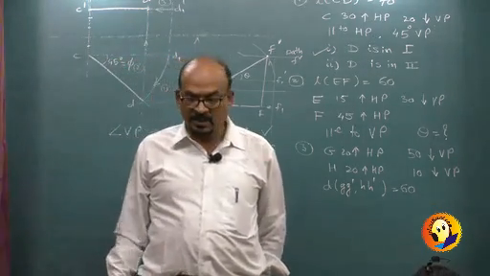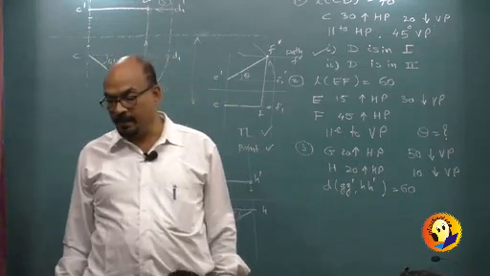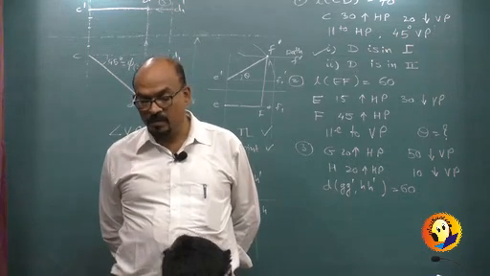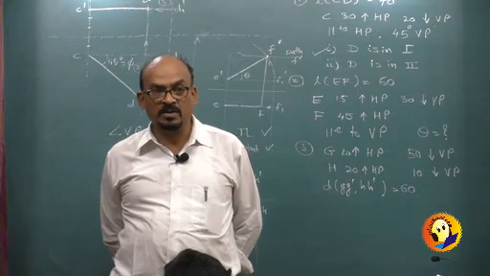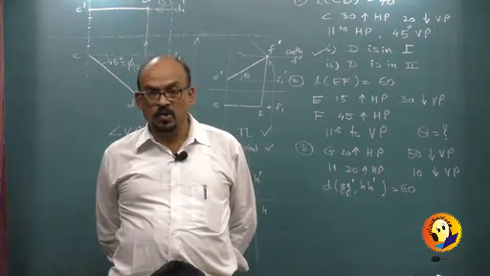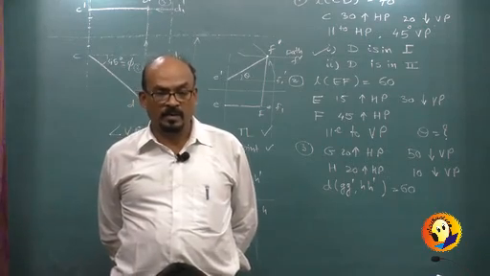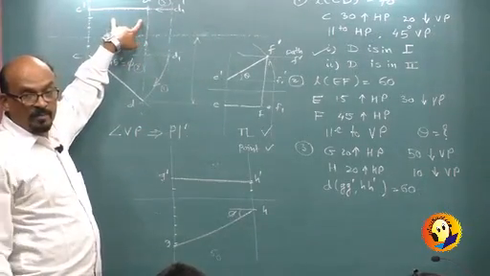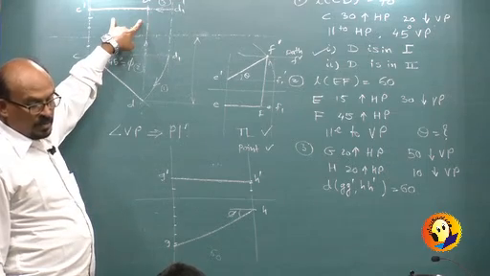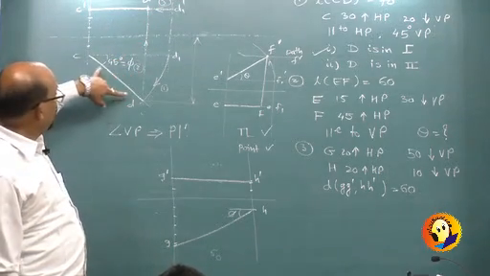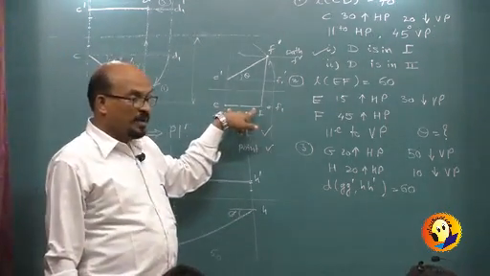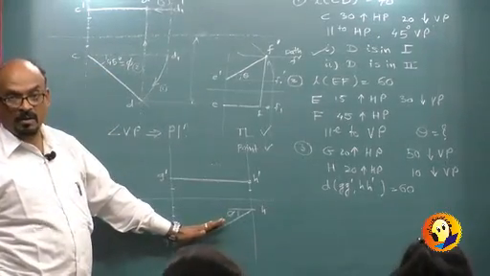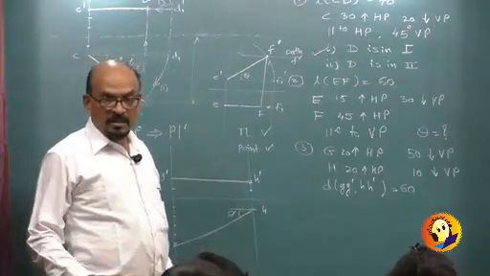Now for lines only, this next statement. If one view is parallel to XY, the other view gives true length and true angle. See, elevation parallel to XY, plan will show you true length and true angle. Plan parallel to XY, elevation will show you true length, true angle. Right? So these are the important statements.